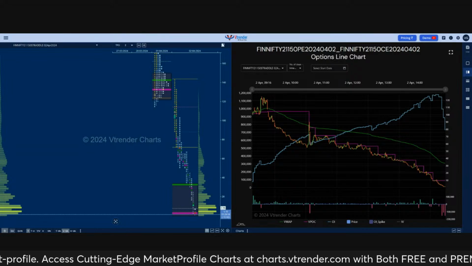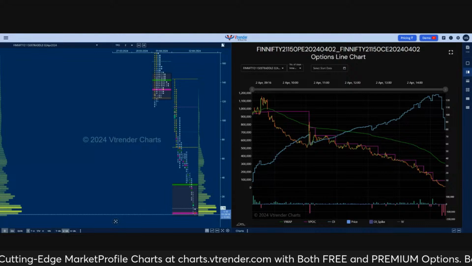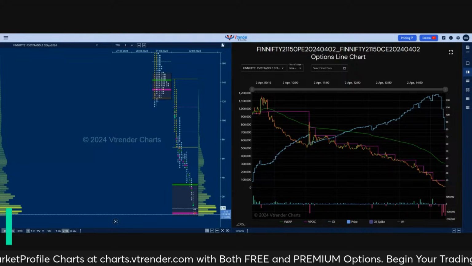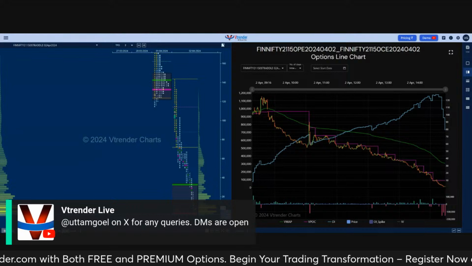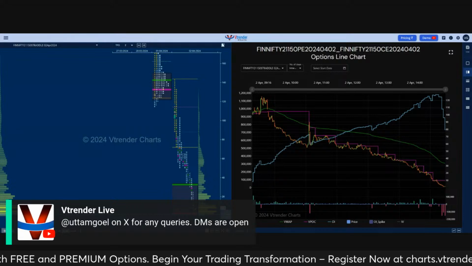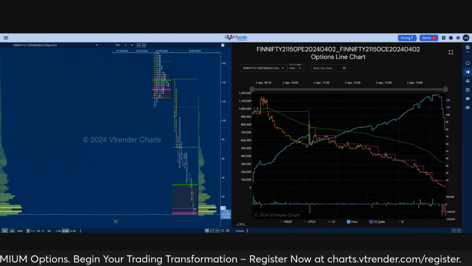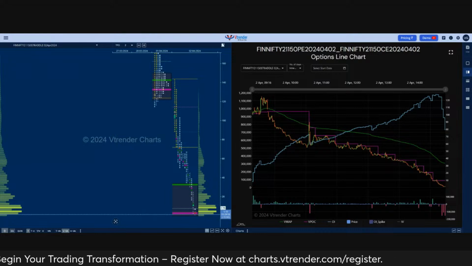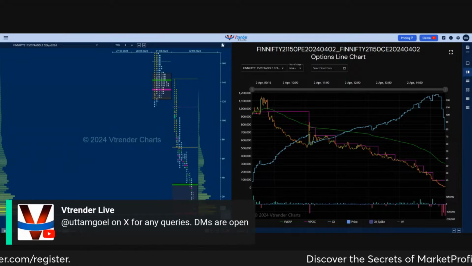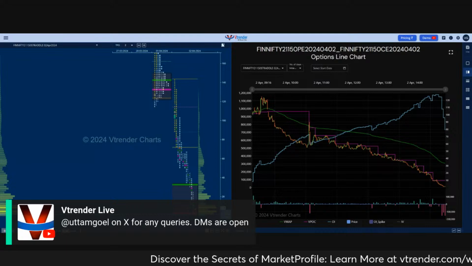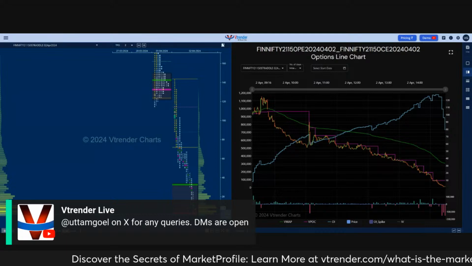So this is how we work, and this is what we look for. We combine market profile and order flow, and we have these wonderful tools at VTrender which we make use of, because option trading is a highly competitive market and we need to be one step ahead to be able to make money in this. So we need to see how we can get that edge, how we can remain ahead and make use of the information at the earliest.